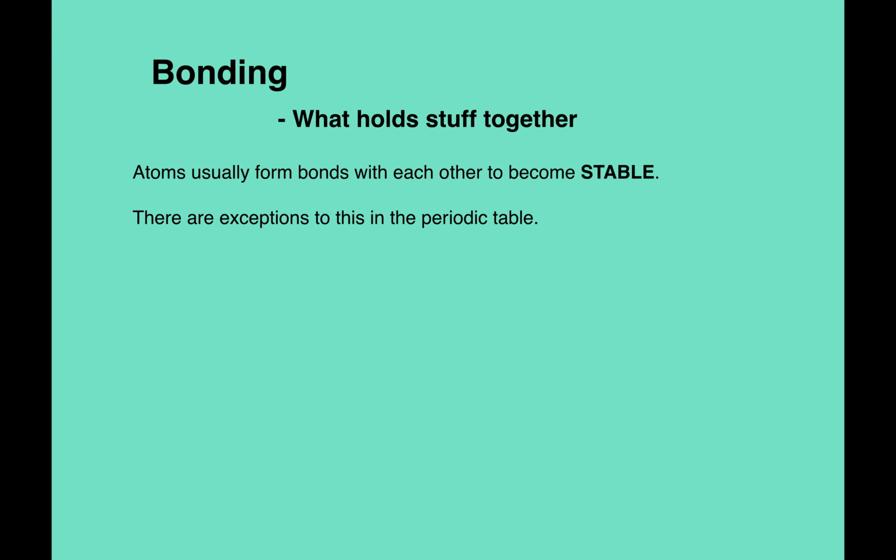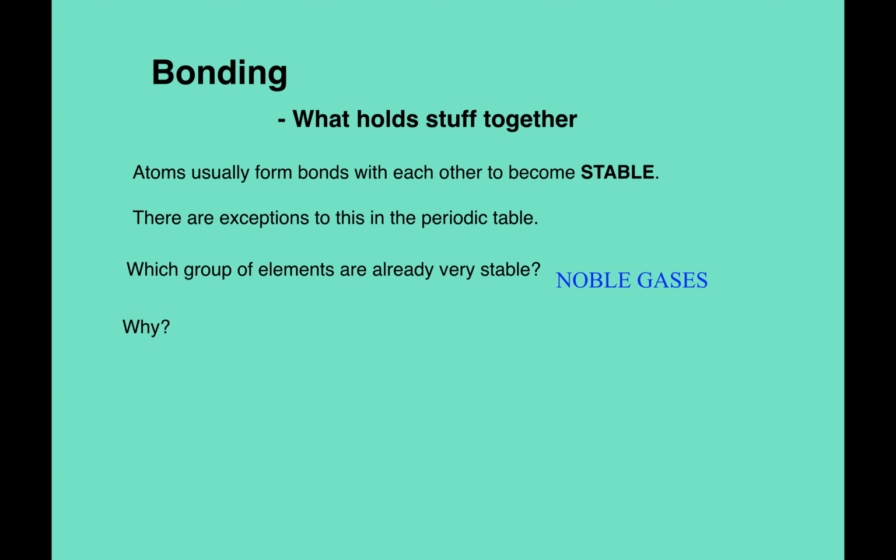You know of some elements that don't react. They're very unreactive, and it's because they already have a lot of stability. So which group of elements are already very stable? Yes, it's group 0 or group 8, the noble gases. And the noble gases are very stable. Why? Because they already have a full outer shell of electrons.